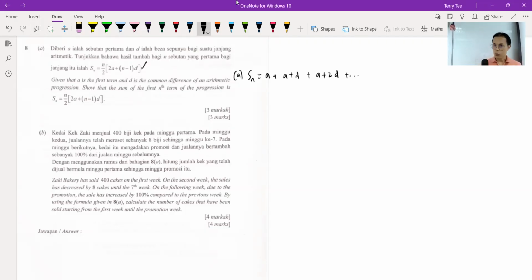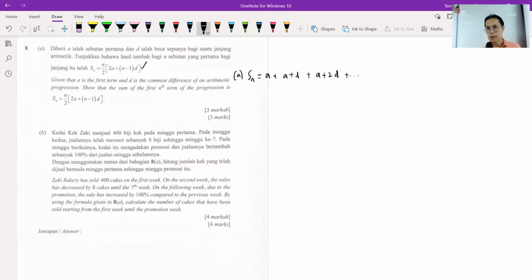Now, I don't have to write all. I just have to write the first three and maybe the last three. Okay, we know the last term will be a plus (n minus 1)d, right? The second last term will be a plus (n minus 2)d. The third last term will be a plus (n minus 3)d, and so on. So let's call this equation number 1.